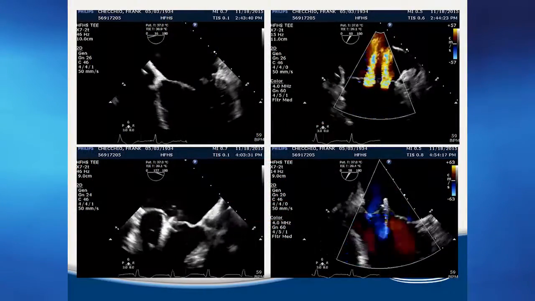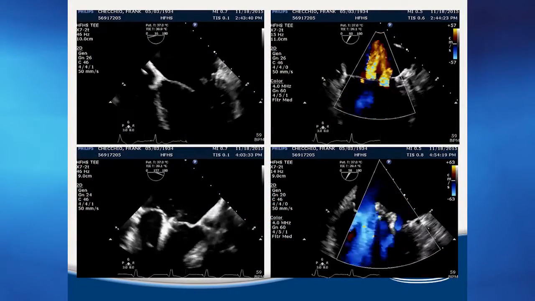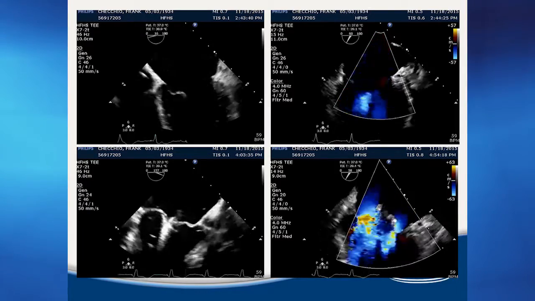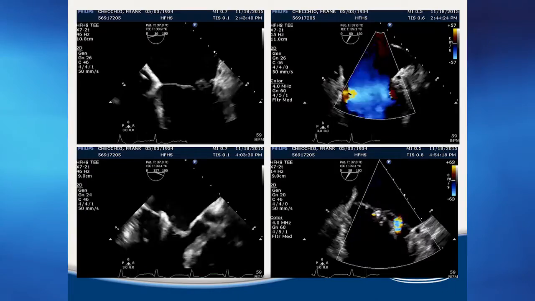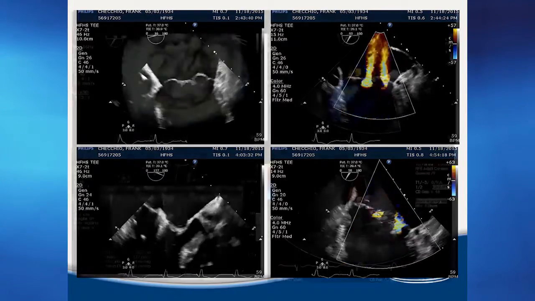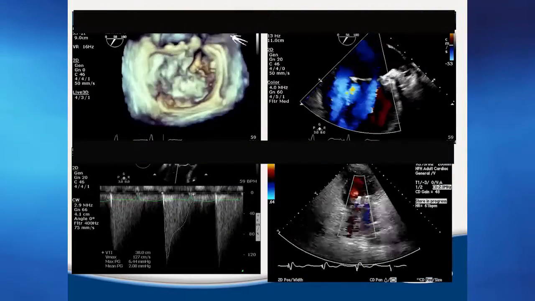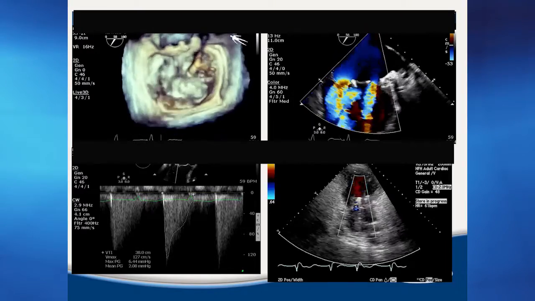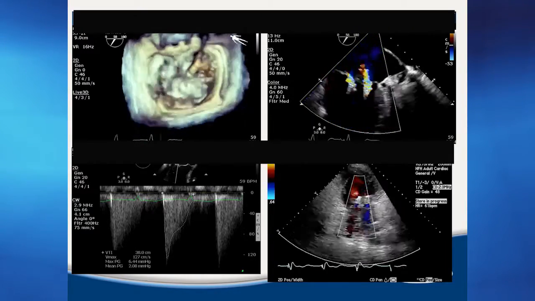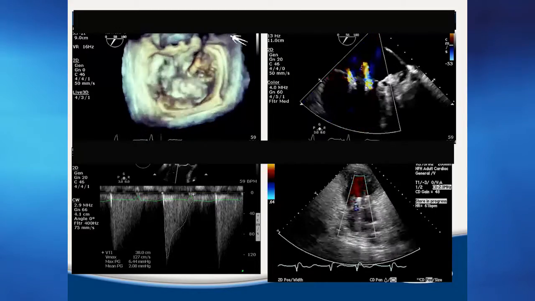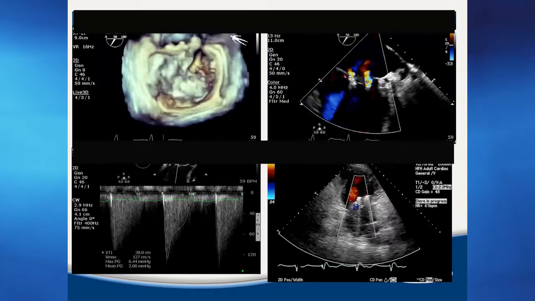So just stay tuned. This is just an example of a case. It's a complicated case. This is a patient with 2 jets. And what we did is we clipped the area around each jet independently. In doing so, we were able to cause a significant reduction of the mitral regurgitation. The patient was symptomatically improved. And this is just a 3D rendering. So, we're 3D all the time.